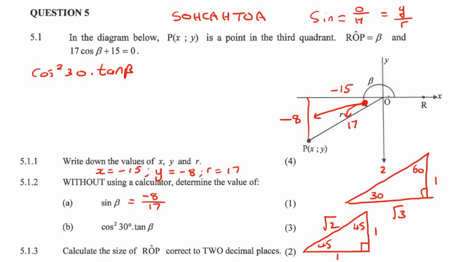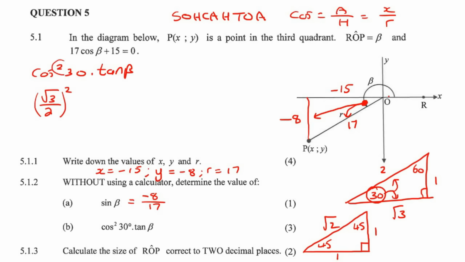Now remember, cos is adjacent over hypotenuse, which is the same as x over r. So for cos 30, you're going to look at the adjacent over the hypotenuse, and so that's going to be the square root of 3 over 2. Okay, and then you're going to square that because that's got a square. And then you're going to go find the tan of beta.